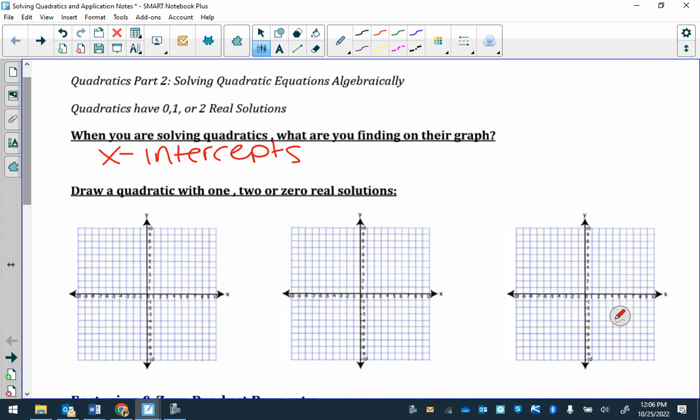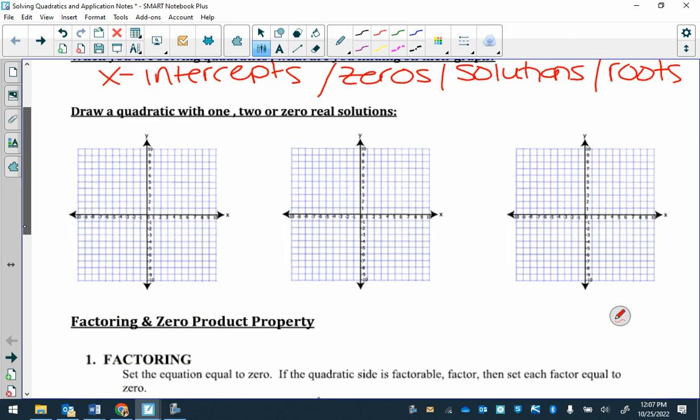A few other terms that we use that you will see is zeros, solutions, as well as roots. A lot of those names will come up in the next unit, okay? But x-intercepts and solutions are all interchangeable, mean the same thing, okay? Now, you are only solving when your equation is set equal to 0, okay? Other than that, you either factor, more so just factoring, okay? So there are ways you could have 1 solution, 2, or none, okay?